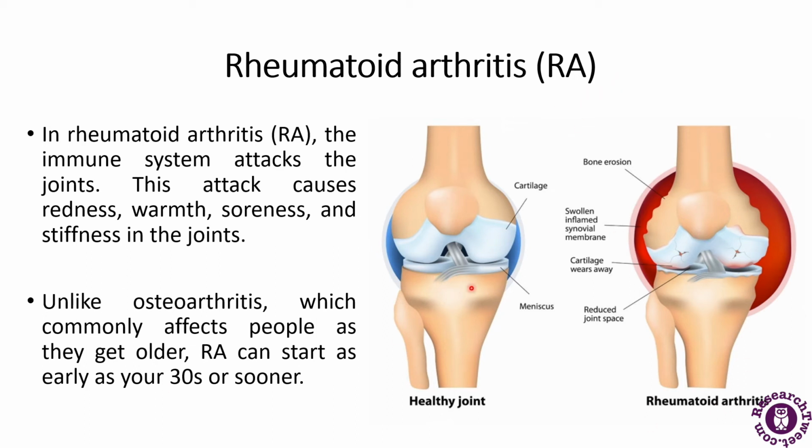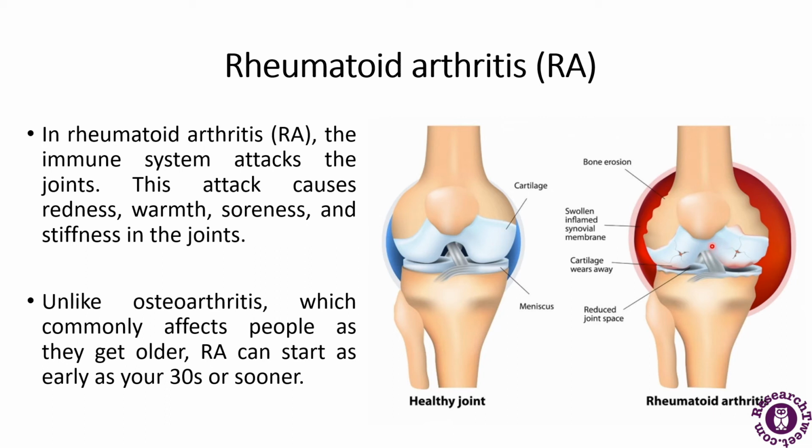In the healthy joint, you can see the cartilage is working properly, and this looks fine. But in the case of rheumatoid arthritis, what is happening? The bone has been eroded. You can see a swollen, inflamed membrane. The cartilage wears away, and there is very reduced space in the joints. So you can compare the healthy joint and the rheumatoid arthritis joint. This attack causes redness, warmth, and stiffness in the joints.